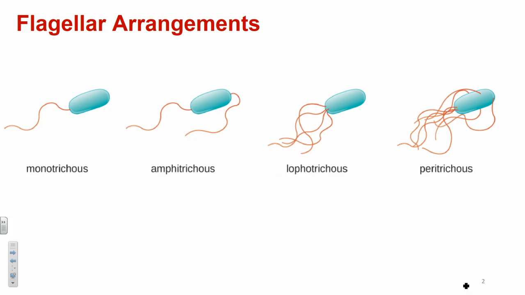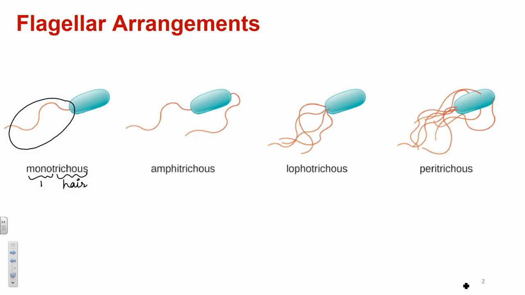There are different flagellar arrangements found in bacteria. The first one is called monotrichous. Mono is for one, trichous is for hair. In this flagellar arrangement, there is one flagellum on one side of the bacterium.